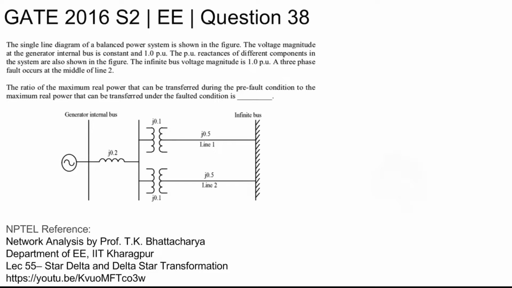The infinite bus voltage is given as 1 per unit. A three-phase fault occurs at the middle of line 2. The ratio of maximum real power that can be transferred during pre-fault and fault state conditions is being asked. For NPTEL reference, you can refer to lecture 55, Star Delta and Delta Star Transformation, of the NPTEL course Network Analysis by Professor T.K. Bhattacharya, Department of Electrical Engineering, IIT Kharagpur.